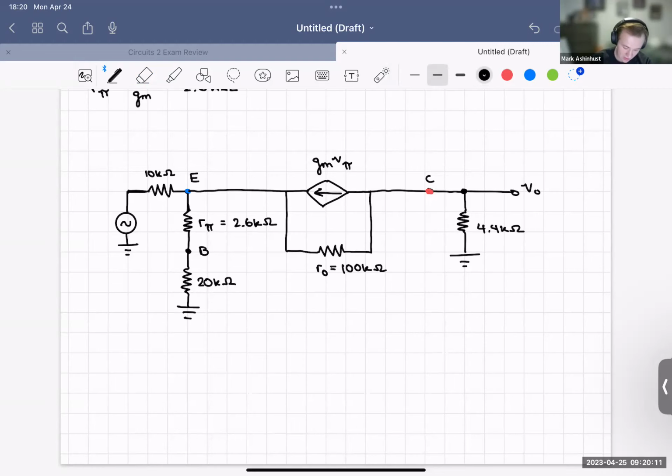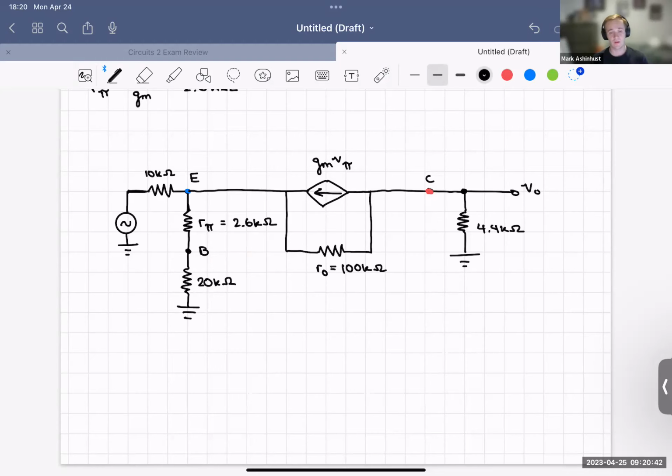I'm not putting these RPi and the 20K together because I want to split that emitter and base section. These ones here were easy to combine because they were both on the collector. This would change some things. It would make it a little harder in the analysis; you can't really do that. So cool, now we have the model.